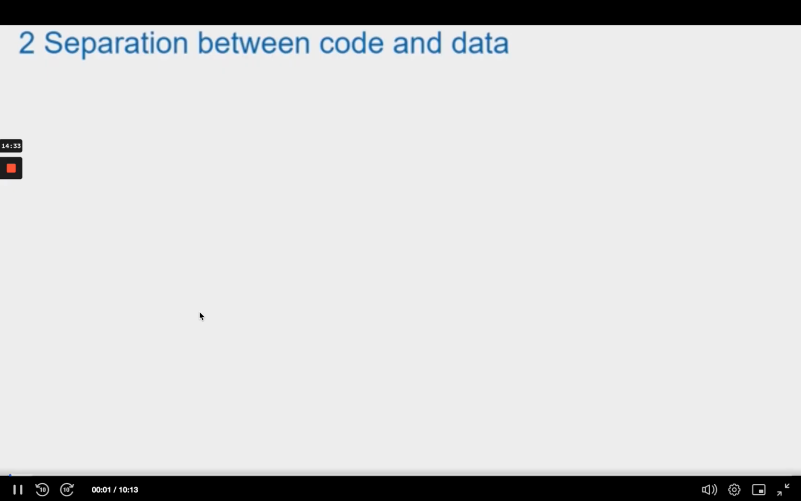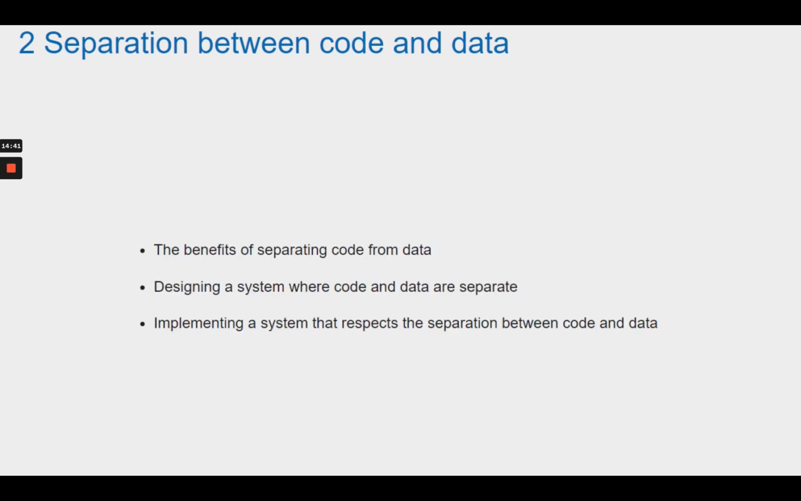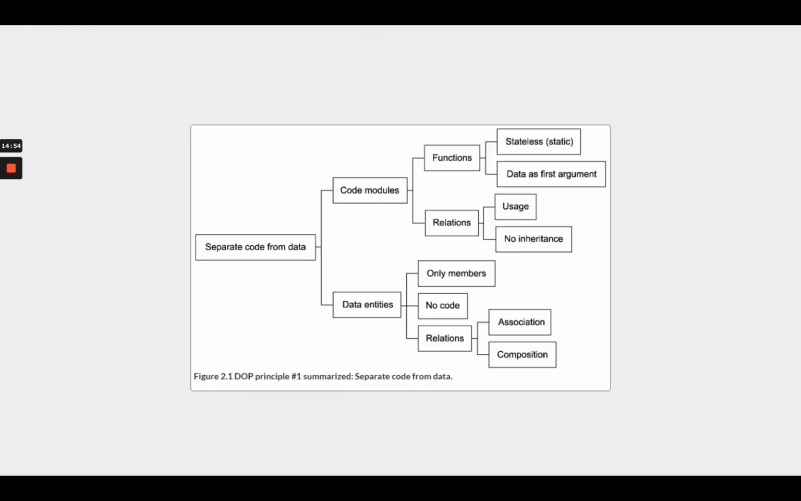Chapter 2. Separation between code and data. A whole new world. This chapter covers the benefits of separating code from data, designing a system where code and data are separate, and implementing a system that respects the separation between code and data.